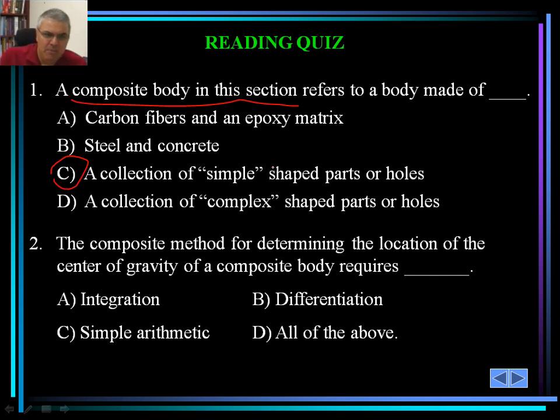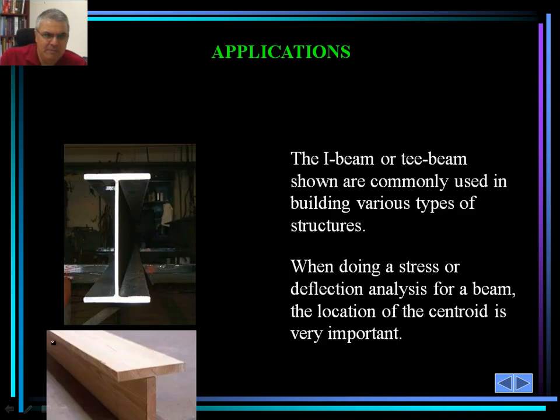Reading quiz number 2, the composite method for determining the location of the center of gravity of a composite body requires A, integration, B, differentiation, C, simple arithmetic, and D, all of the above. It really doesn't involve any of A, B, or D. All it takes is simple arithmetic, and you will see shortly some of the applications.